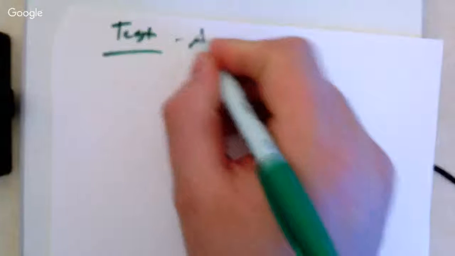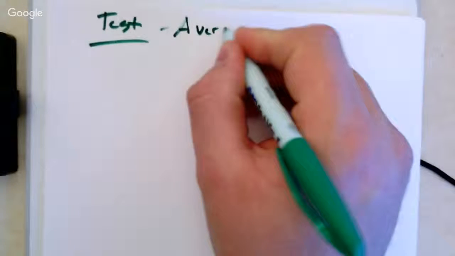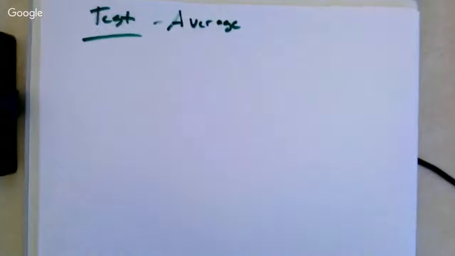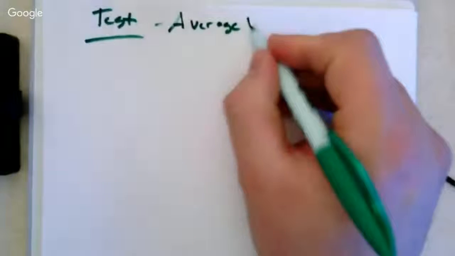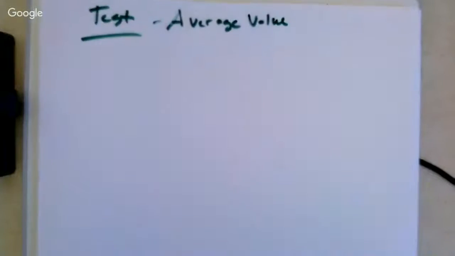Okay, so let's talk about what's on your test. First one, average value. Remember, it's everything since we started. It is a 90-minute test. There's multiple choice and there's free response. Thursday, just show up 15 minutes early.